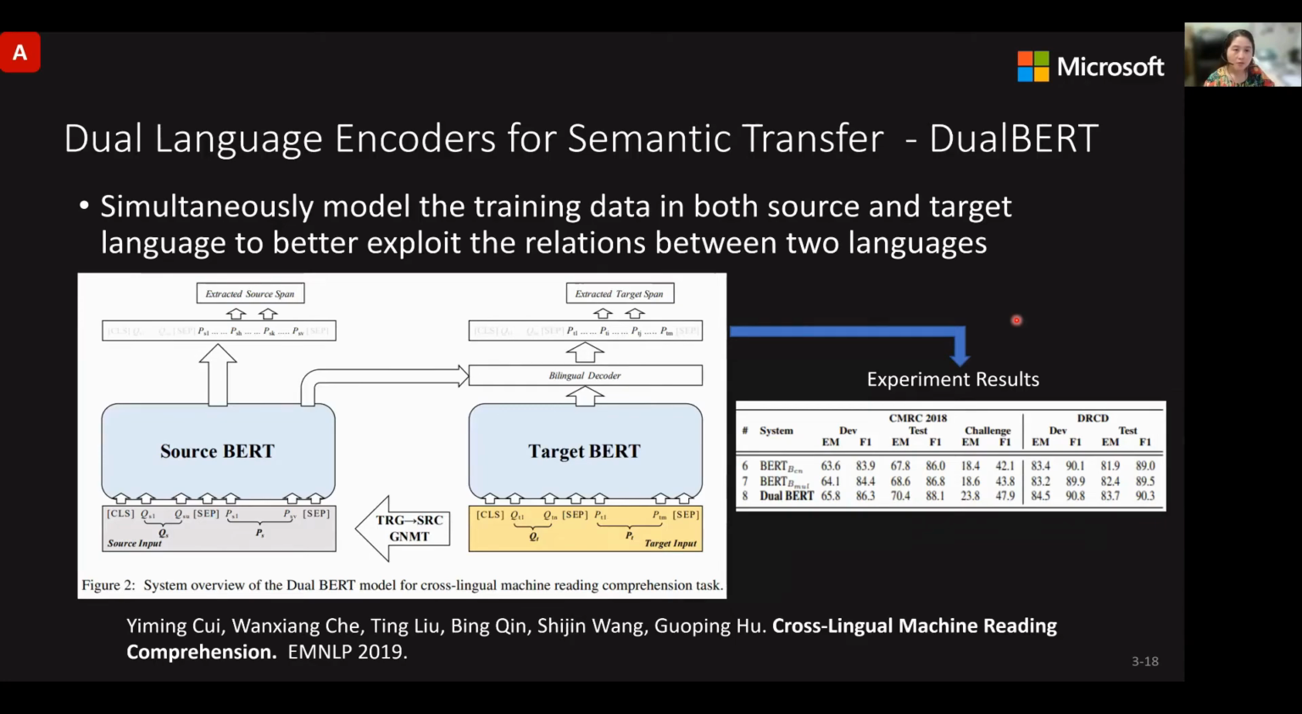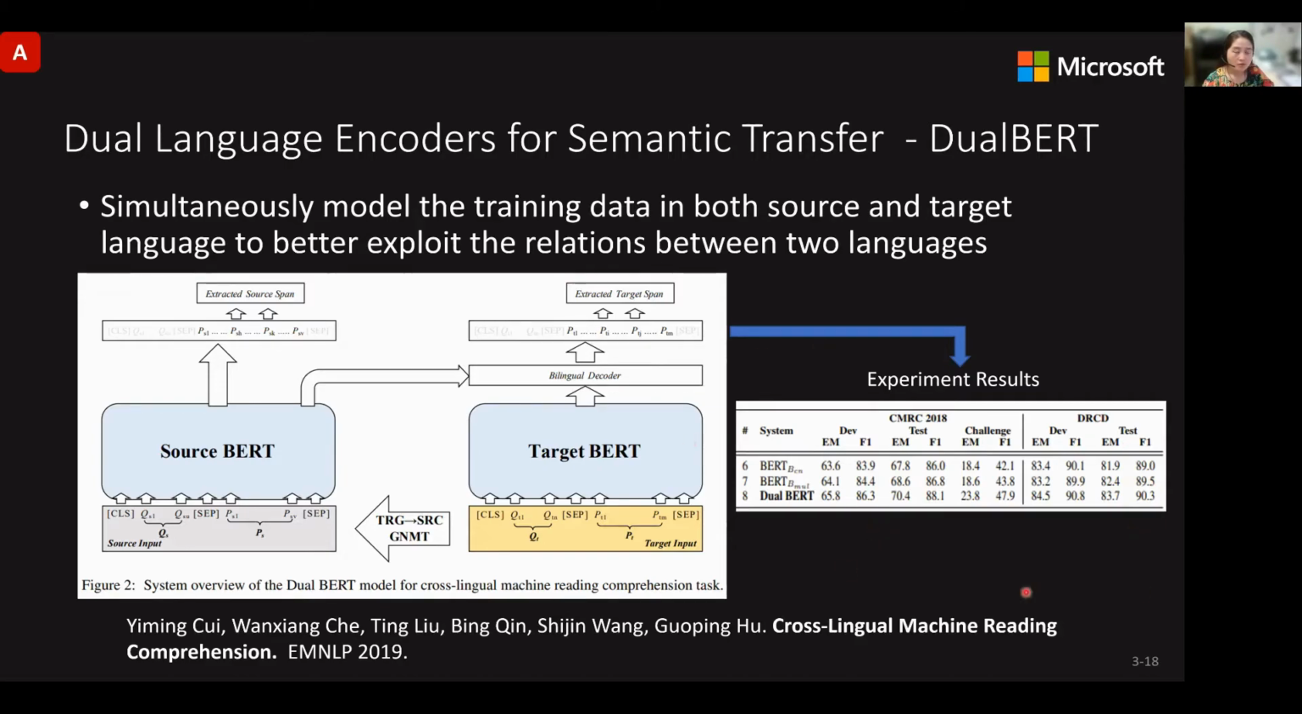The second type of approach designs dual language encoders for better semantic transfer. Dual BERT was proposed at EMNLP 2019 to make use of the representations learned from the source language, say English, to help the target language understanding. There are two encoders for both the source language and the target language. Specifically, it injects the information from the source language into the decoder of the target language to help boost the model performance on the target language.